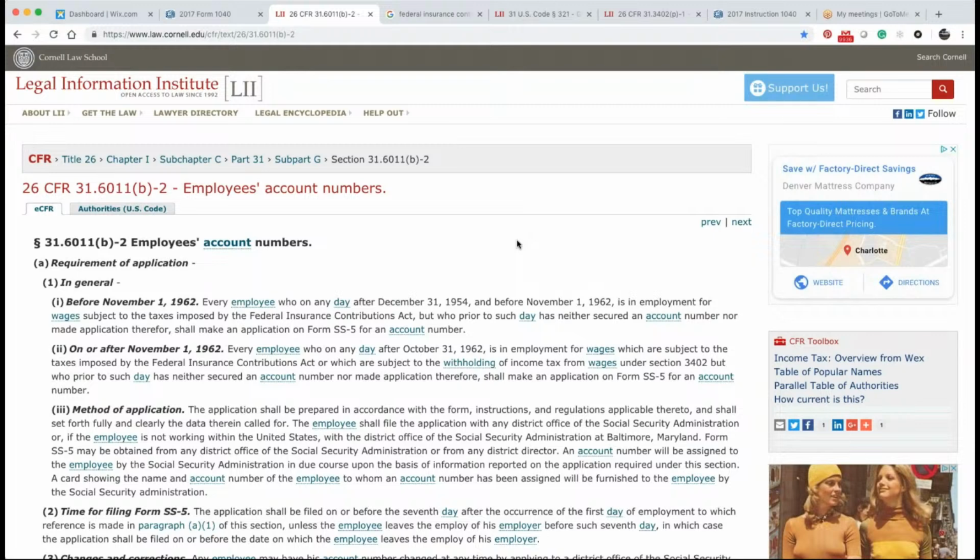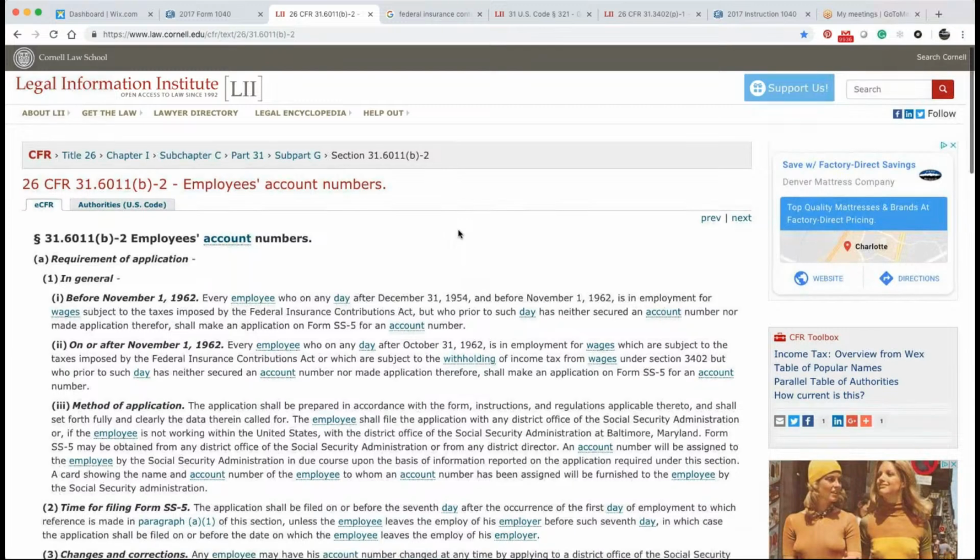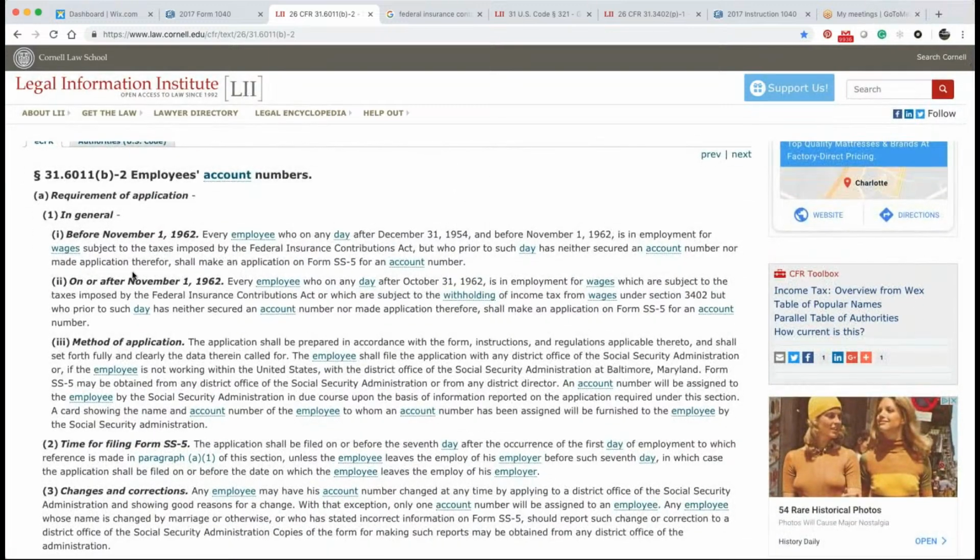26 CFR 31.6011(b)-2, employees' account numbers. Requirement of application in general. I'm skipping number 1 because that's before 1962 and may not apply to most people right now. But here we go. 2.